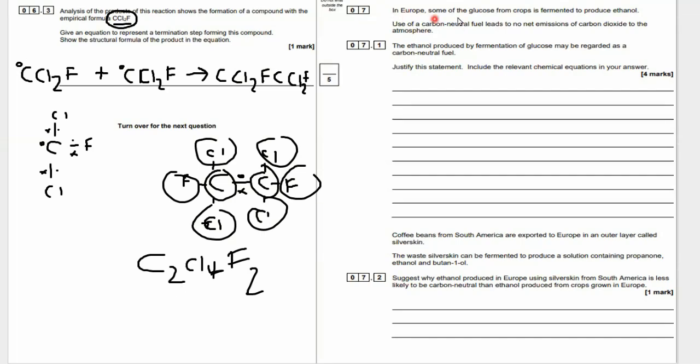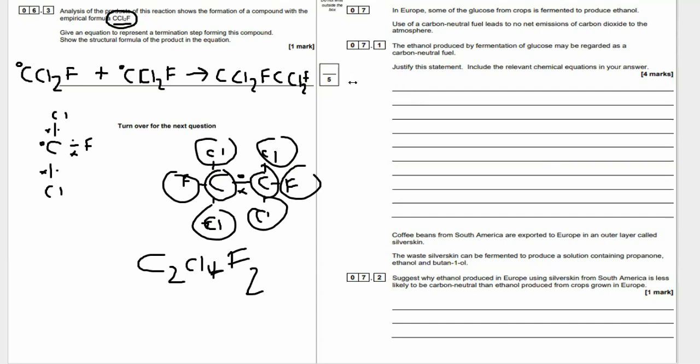So 7, in Europe, some of the glucose from crops is fermented to produce ethanol. Use of a carbon neutral fuel leads to no net emissions of carbon dioxide to the atmosphere. 7.1, the ethanol produced by fermentation of glucose may be regarded as a carbon neutral fuel. Justify this statement, include the relevant equations in your answer. Chemical equations, 4 marks. Basically, what we have to do here is write a couple of sentences, but we really want 3 equations that show that using crops or biofuels is carbon neutral.